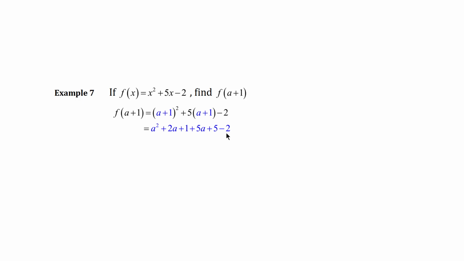Next, we just combine like terms. 2a + 5a is 7a, and then we have 1 + 5 − 2 is positive 4. The final result is a² + 7a + 4.